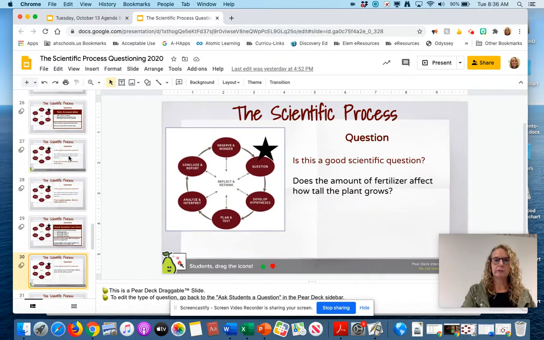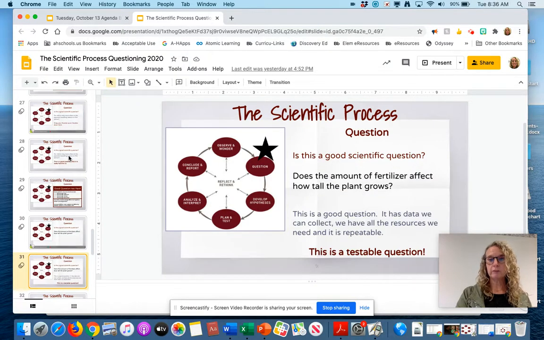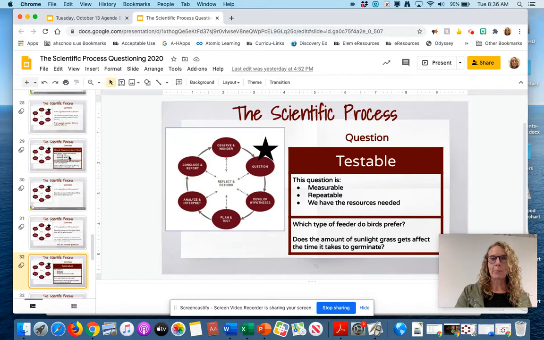So how about this question? How does the amount of fertilizer affect how tall the plant grows? Is this measurable? Can we collect data on it? Is it repeatable? Yep. So this is a good question. It has data we can collect. We have all the resources we need, and it's repeatable. So this is a testable question. So it's measurable, it's repeatable, and we have resources.